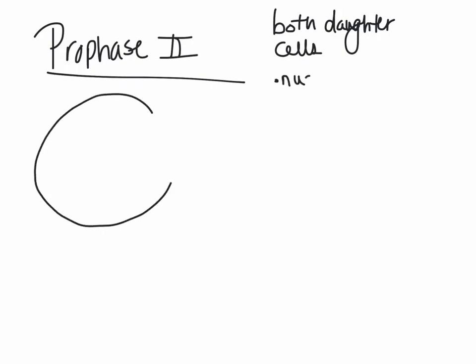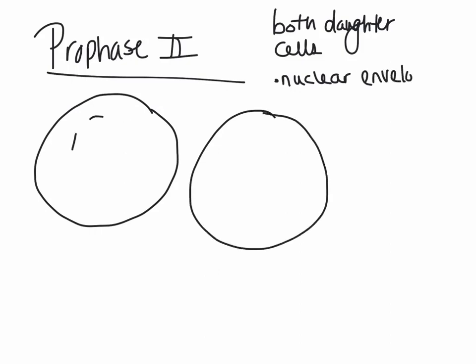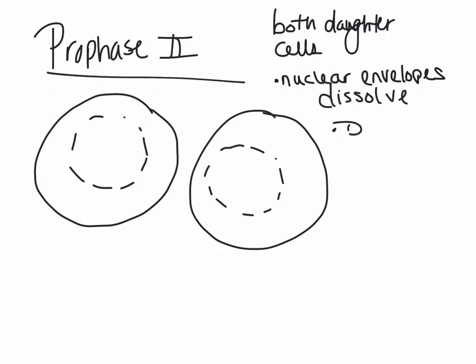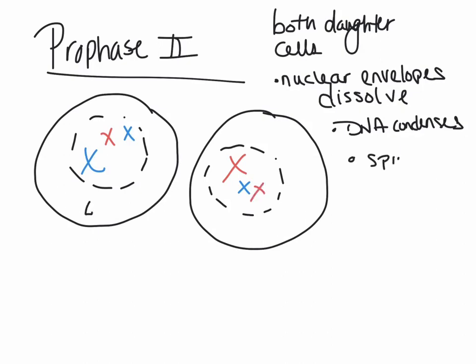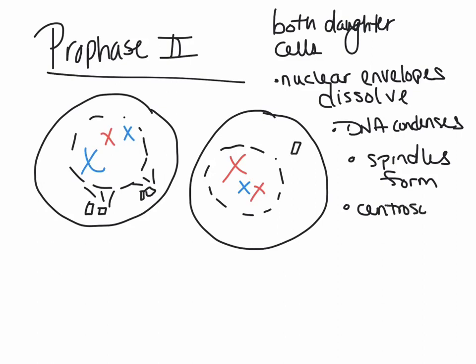The first part of prophase II is that the nuclear envelopes of both cells will begin to dissolve. Next, the DNA will start to condense, causing the thick X's of chromosomes to become visible. During this time, we also see that the centrosomes will be forming spindle fibers. As the spindles form, the centrosomes will also be migrating to each pole.